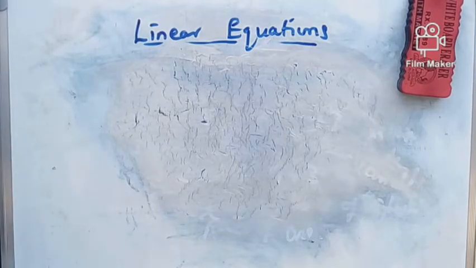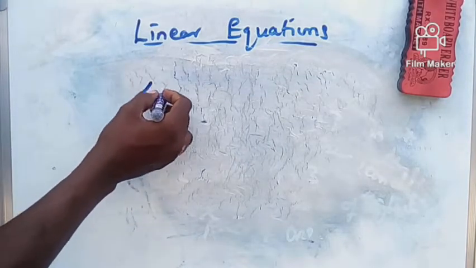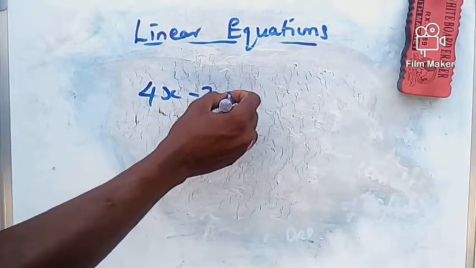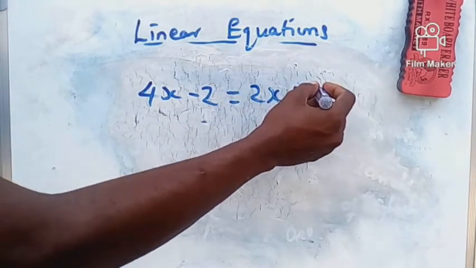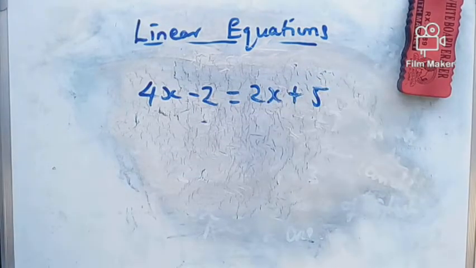Okay, let's try this problem out. If you have 4x minus 2 equal to 2x plus 5, the question is find x. Remember the simple basic rule. Step 1, collect the like terms, and step 2, simplify. So let's collect the like terms.